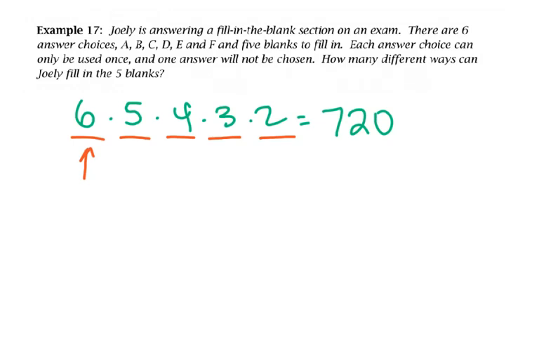Now, we could also do exactly the same math if we did 6P5, because the order that you give the answers matters. If you do A, B, C, D, E, that's going to be a different set of answers than if you do B, C, D, E, F. And so you could get exactly the same math if you did 6P5. That's exactly the same thing.